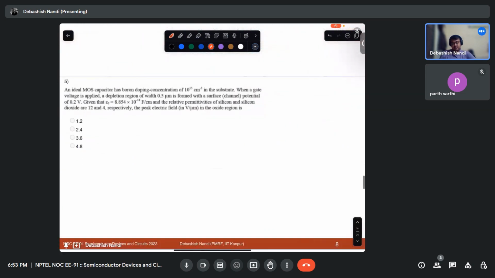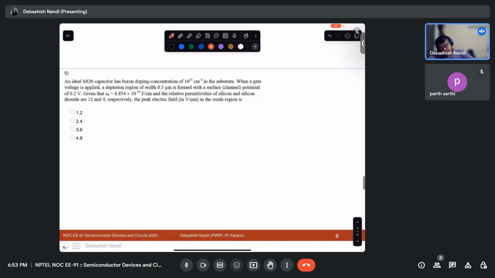So moving on to the next problem. It is mentioned that an ideal MOS capacitor has a given boron doping concentration. When a gate voltage is applied, the depletion region width is this, and the formed surface potential is this. Okay. So can you tell me what is the region of operation from this line?